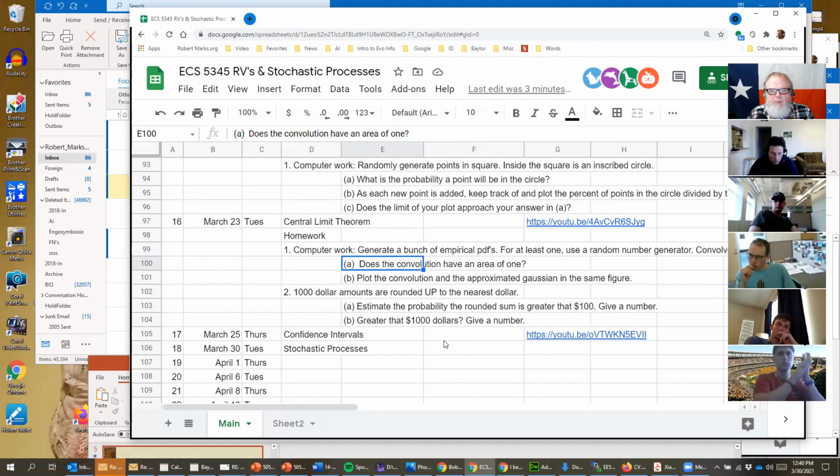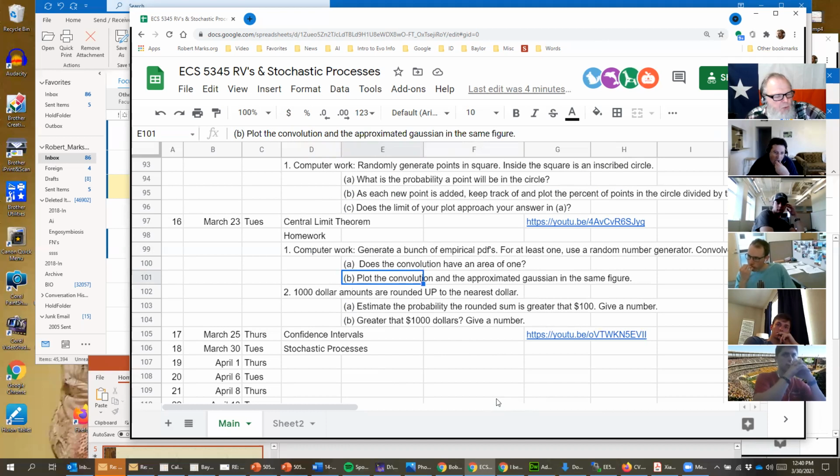So this is a very simple problem. And then plotting the convolution and the approximated Gaussian in the same figure. And you'll find out that if you do 10 of these, even these crazy probability density functions that we talked about, you are going to get a result that is astonishing.